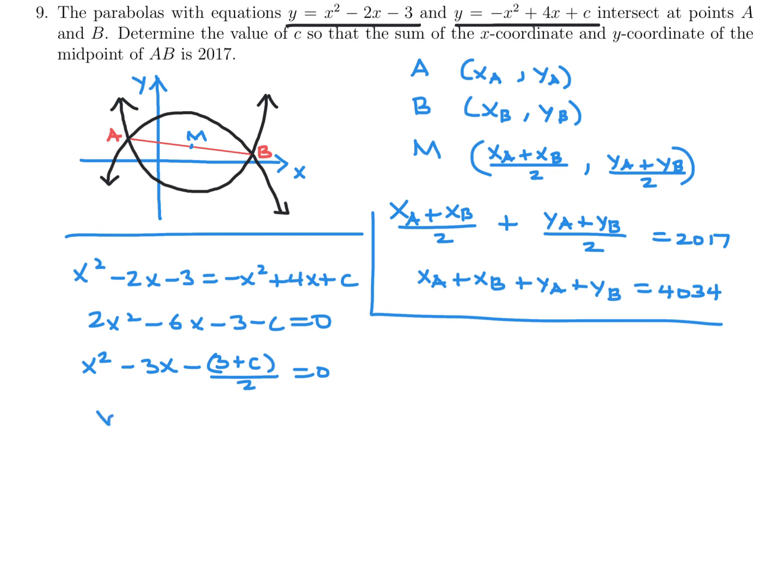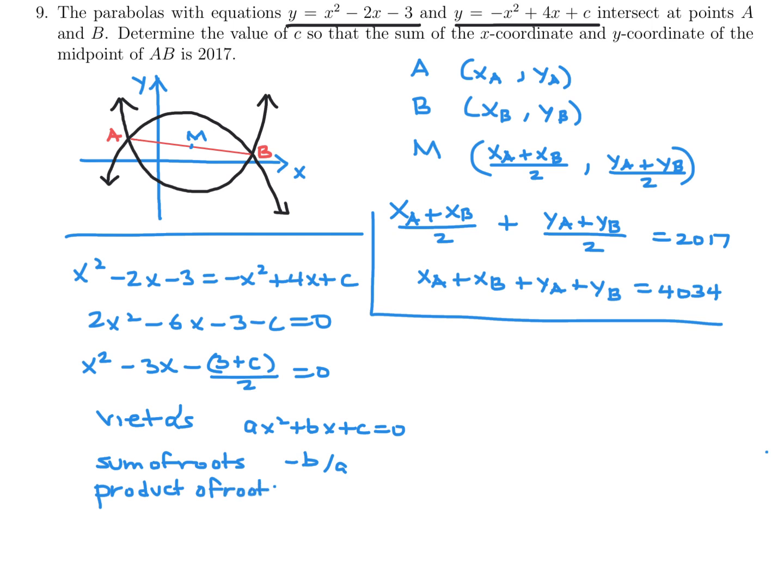I think we're going to have to use Vieta's here. You guys remember Vieta's formula? It states that if you have an equation of the form ax squared plus bx plus c, then the sum of the roots would be equivalent to minus b over a. And the product of the roots would be equal to, I believe, c over a. Okay, so looking at this equation right here, what is minus b over a? It's just 3. So 3 is the sum of the roots.